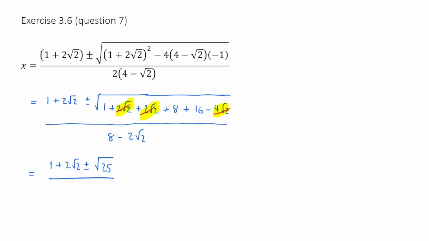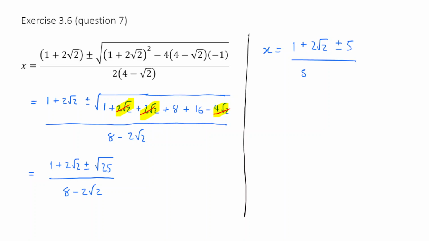over 8 minus 2 root 2. Okay? And hopefully you should notice, if I just carry on over here, what is the square root of 25? Well, the square root of 25 is just 5, so I end up having 1 plus 2 root 2 plus or minus 5 over 8 minus 2 root 2.